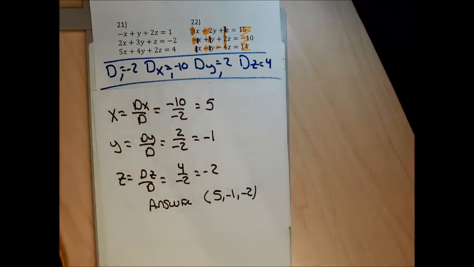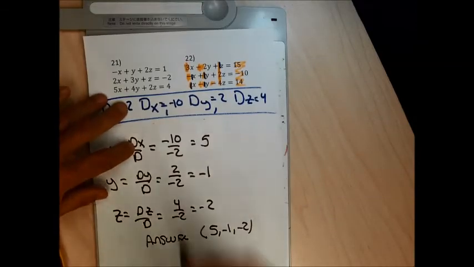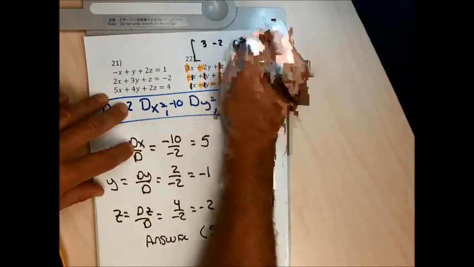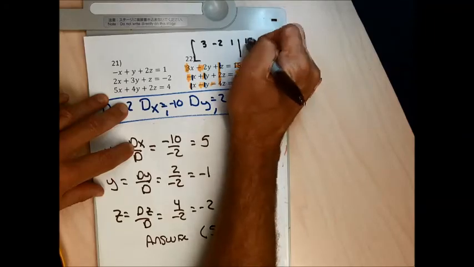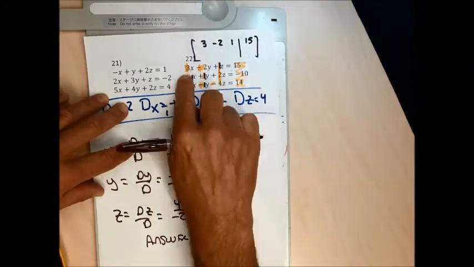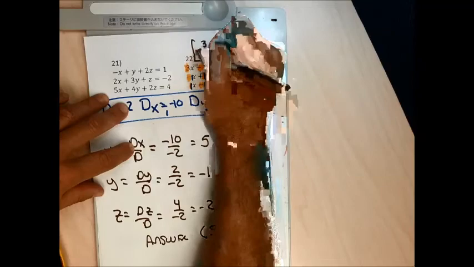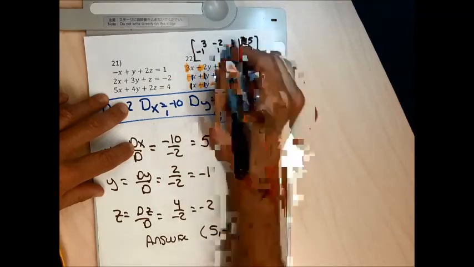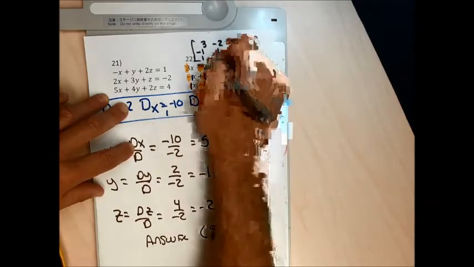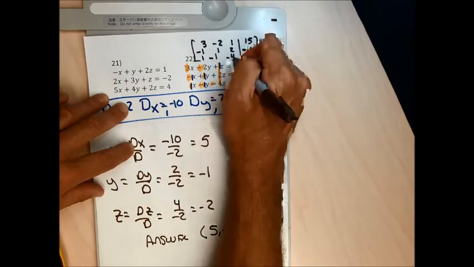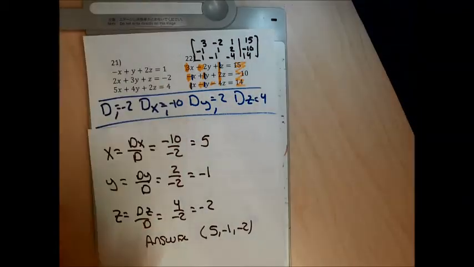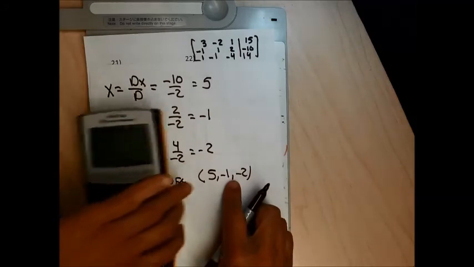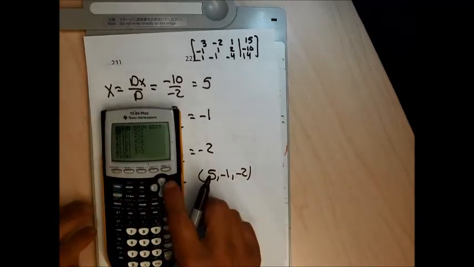Done, but checking can never hurt. The easiest way to check this is to enter the 3 by 4 matrix that's implied by the initial problem, which would be 3, negative 2, 1, 15, negative 1, 1, 2, negative 10, and then 1, negative 1, negative 4, and 14. I'm going to enter that and do RREF, and hopefully I get exactly those numbers in the right-hand column. So second matrix, edit.